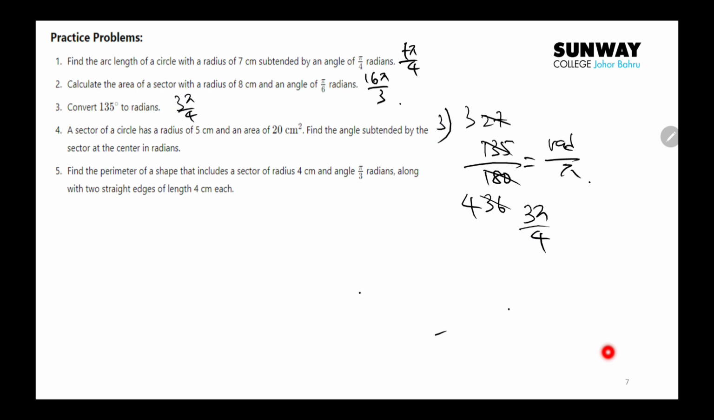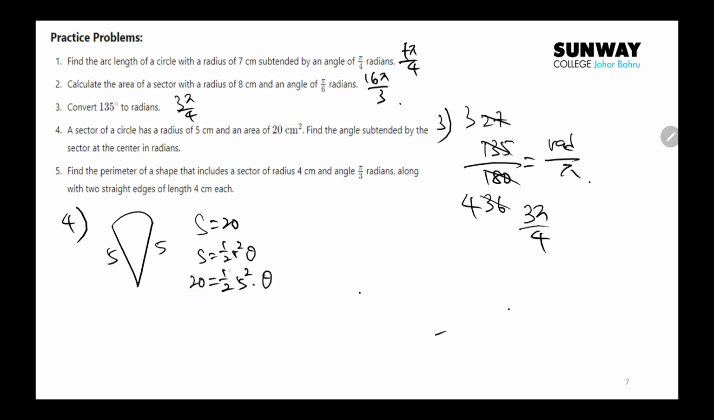This is question 3. For question 4, a sector of a circle has a radius of 5 cm and area of 20. Find the angle. So for this particular sector, its radius is 5. Total area is 20. We can use the formula S equals 1 over 2 r squared theta. 20 equals 1 over 2 times 5 squared times theta. That is 25 over 2 times theta equals 20. Do the necessary, you'll get 40 over 25 to be theta, which can be simplified as 8 over 5 radian.